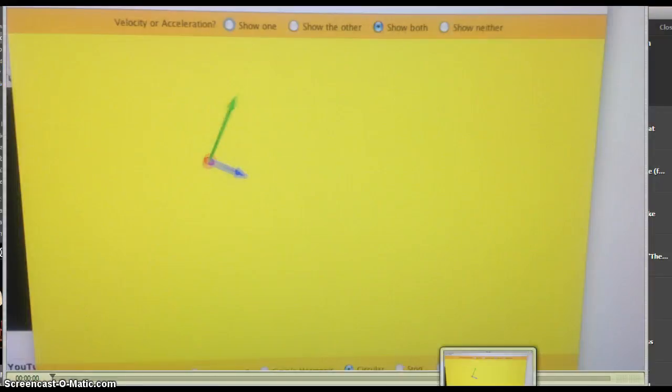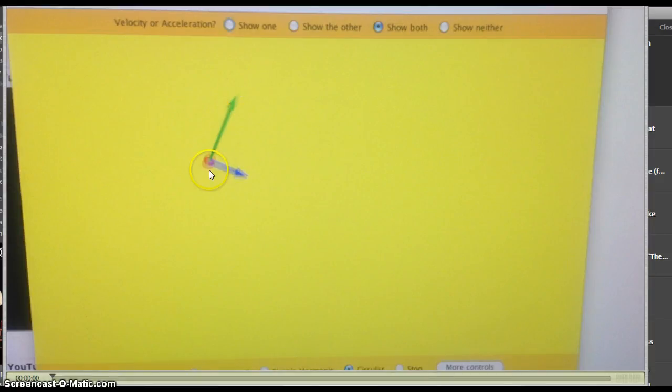Next we have the circular motion. It says here that we have to move the ball at constant speed, and we put this in a circular path.